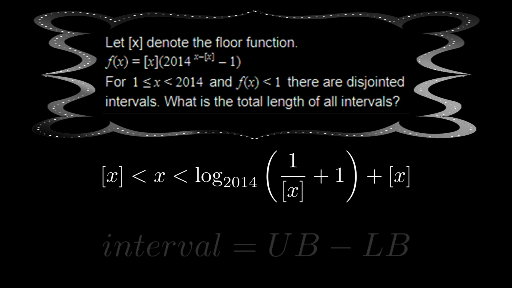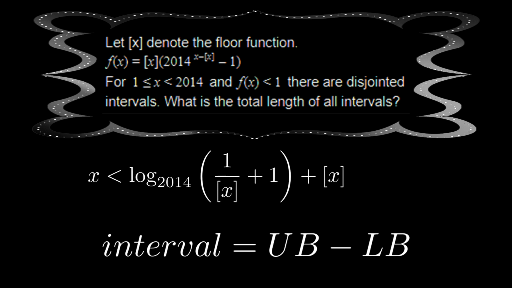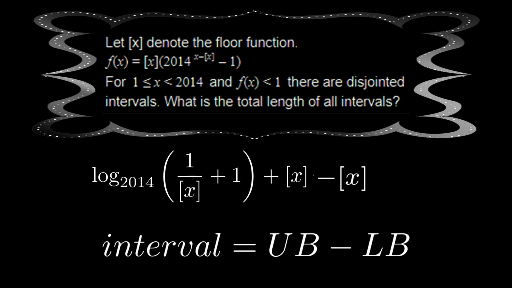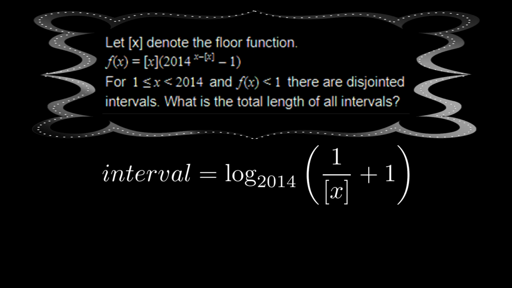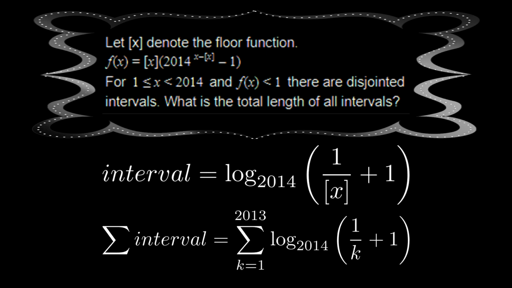To get the length of each interval, we can subtract the lower bound from the upper bound. This gives us an equation for each interval between two integers. If we're going to sum up all the intervals together, we're going to have to sum this equation for all values of the floor of x. The floor of x is by definition an integer, so we can replace it with an integer called k. 1 over k plus 1 is the same as 1 plus k over k.